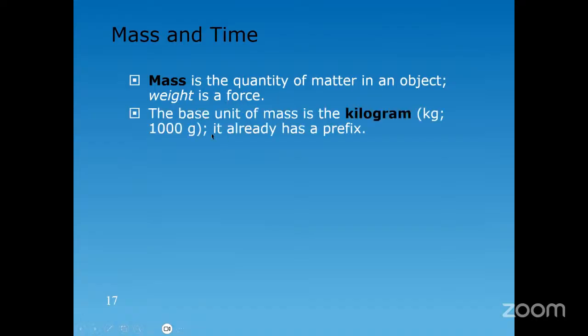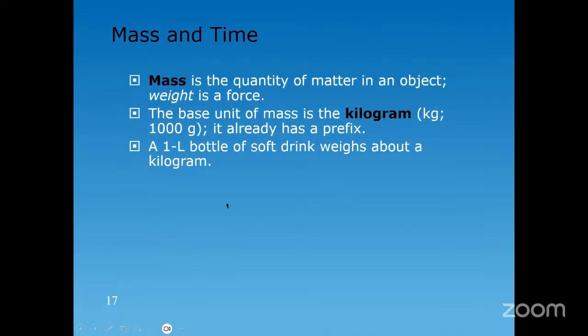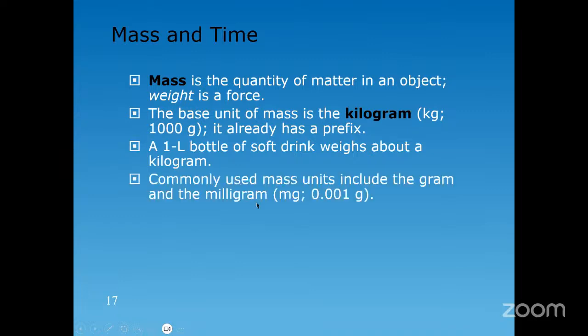So the base unit of mass is the kilogram. And of course, kilo means 1,000. 1,000 grams is equal to 1 kilogram. All right, and just to give you an idea as to what a kilogram is all about, it says here a 1 liter bottle of soft drink weighs about 1 kilogram. All right, and there are some other mass units that are used, like the gram and the milligram units and others as well. So that's basically it as far as mass is concerned.